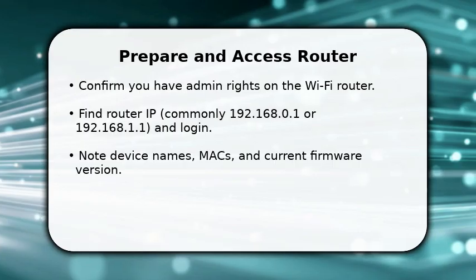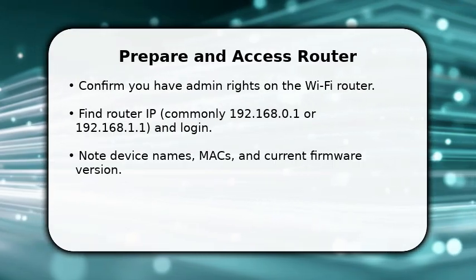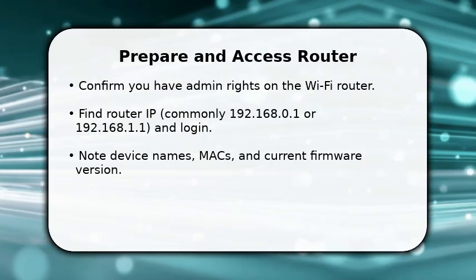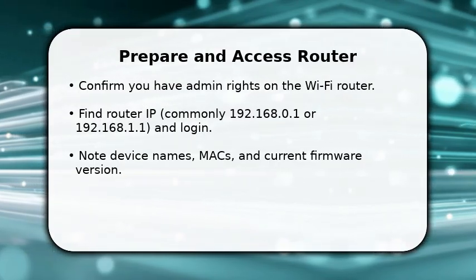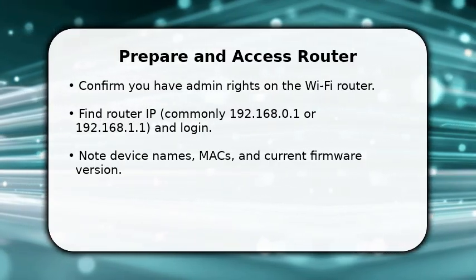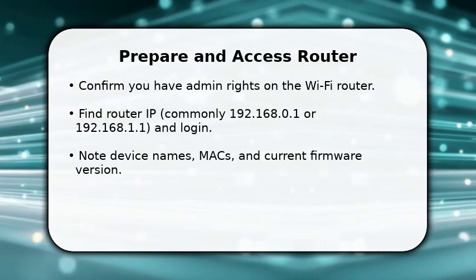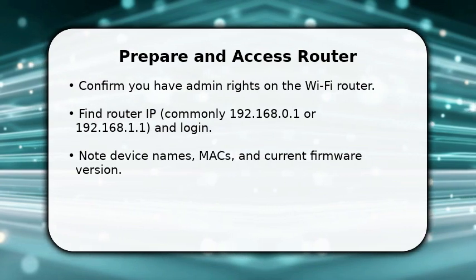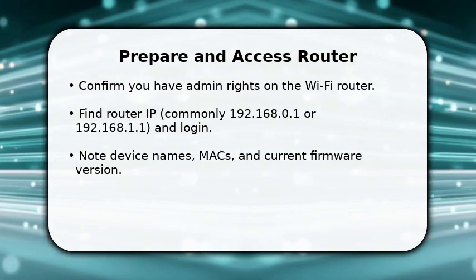Once logged into the router web interface via its IP address, head to the Status or Connected Devices panel and note each device name and MAC address. Make sure firmware is current so logging features work reliably. This initial access gives you the list of devices whose activity you can inspect next.